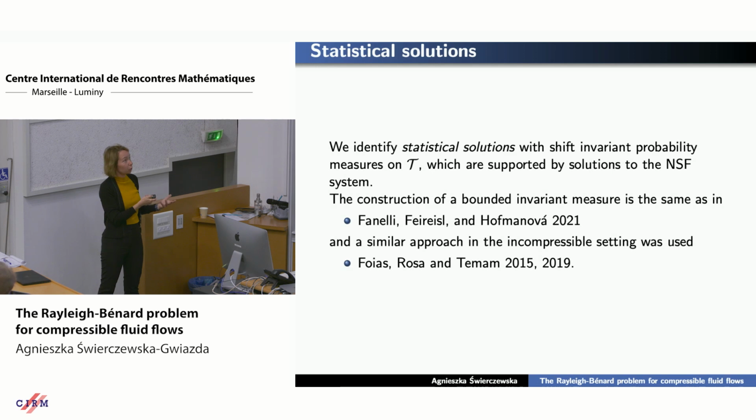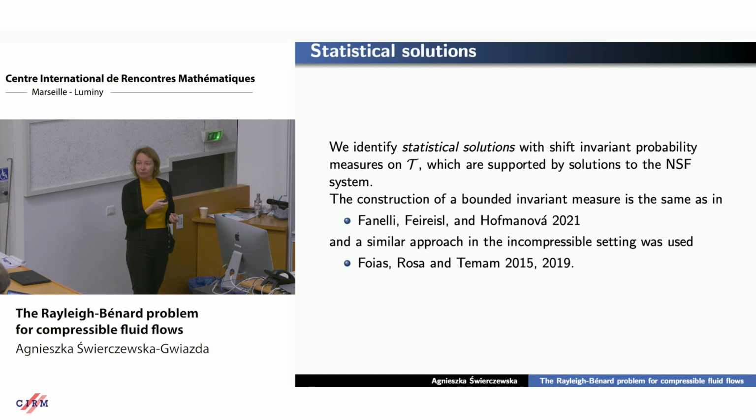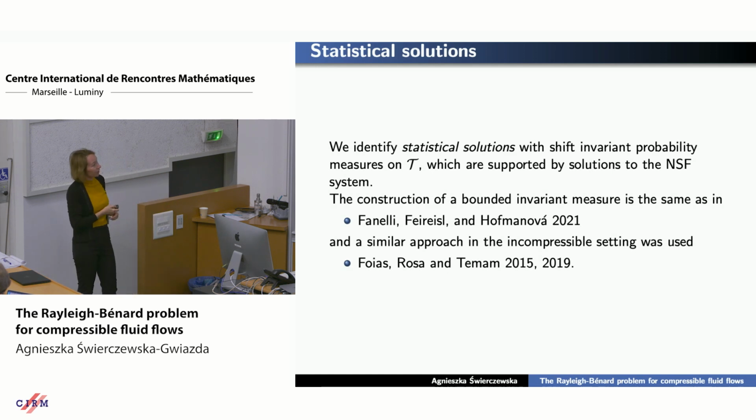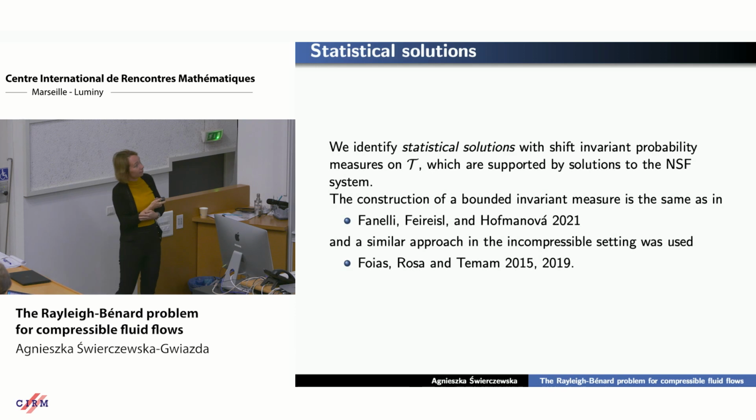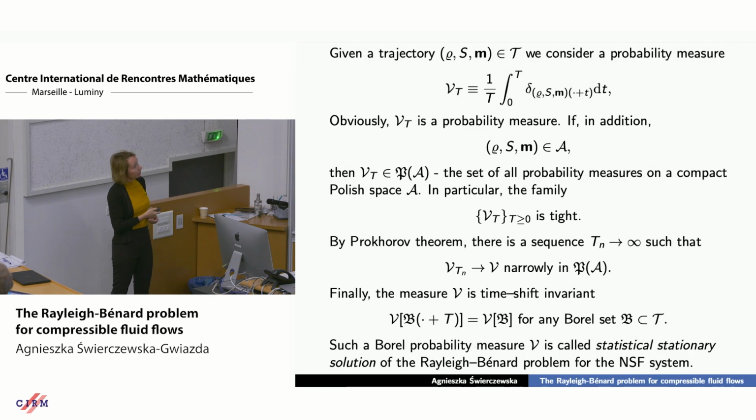These are invariant probability measures on this space T, the space of trajectories, which are supported by the solutions of the Navier-Stokes-Fourier system. The construction is the same as in the paper of Francesco and Edward and Martina Hofmanová. A similar approach you can also find for the incompressible setting. So let me specify what I mean.